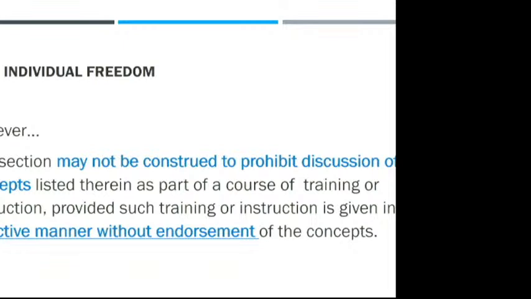However, they say it's not construed to prohibit discussion of the concepts altogether. It is to be delivered in an objective manner without the trainer or the teacher endorsing the concepts.